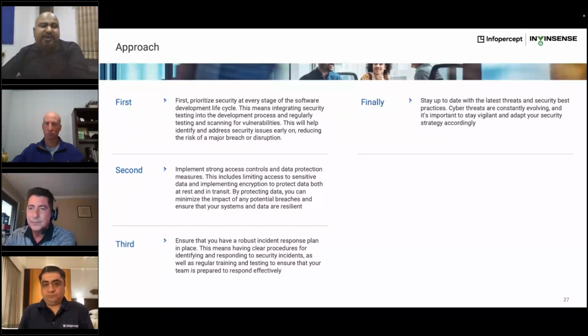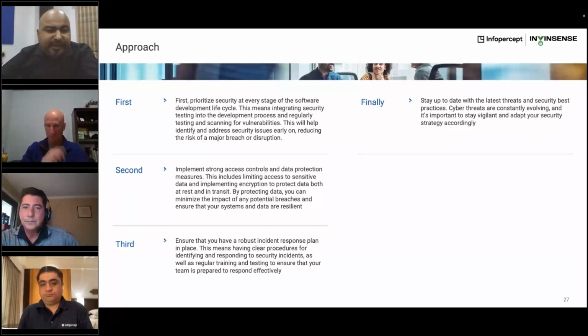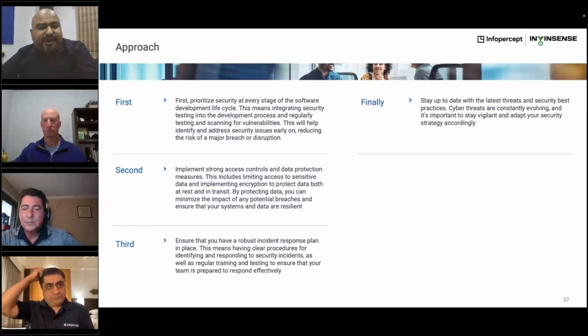The third one is control policies and control implementations, where we have to ensure that the incident response plan is in place in real time. That means having clear procedures for identifying and responding to security incidents, as well as regular planning and testing to ensure that your team is prepared to respond effectively. So these are the three steps to be taken care of.